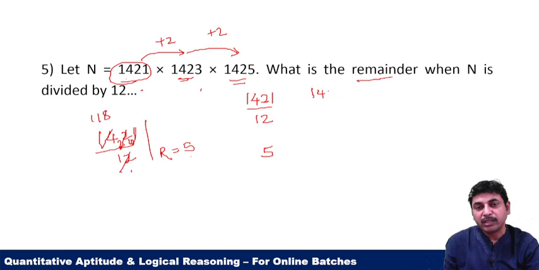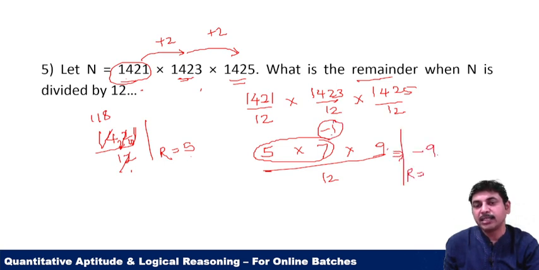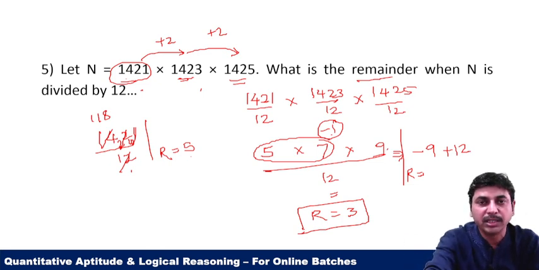When you divide 1423 by 12, your remainder will be 7. And when you divide 1425 by 12, remainder will be 9. Now there is multiplication in between, so just multiply these remainders and 12 here. So if you take this 35, and when you divide 35 by 12, there will be minus 1 remainder. So minus 1 into 9, that is minus 9. So effectively remainder is minus 9. And how to convert this minus 9 into a positive remainder? Just add the divisor to it, and your divisor is 12. So the positive remainder in this case will be 3. Options are not given, the remainder is 3.